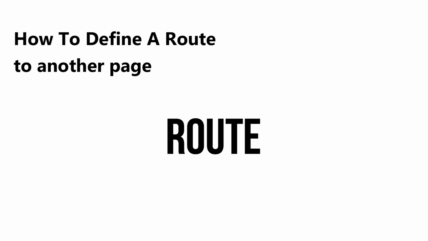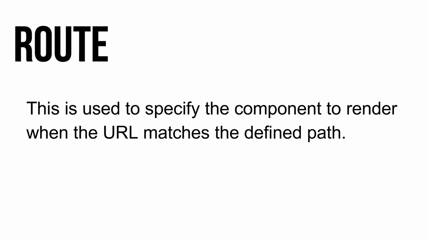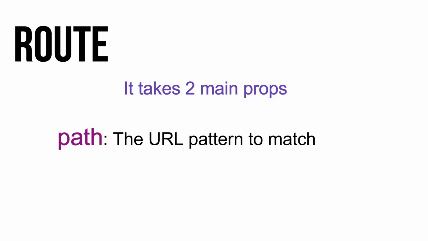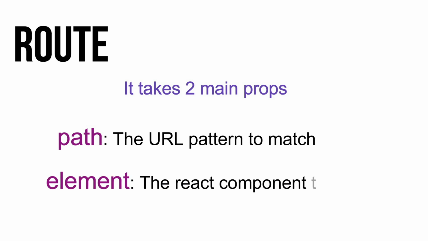Now, to actually define a route to another page in our browser, we use the route component of the React Router library. The route component is used to define a route and specify the component to render when the URL matches that route. It takes two main props. It takes a path prop, which specifies the URL pattern to match, and an element prop, which specifies the React component to render when the URL matches the path.